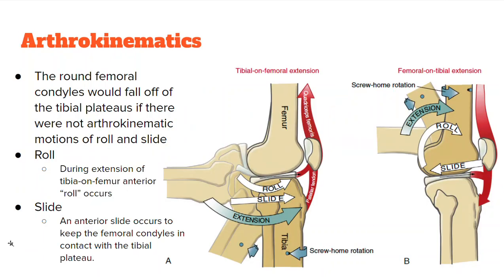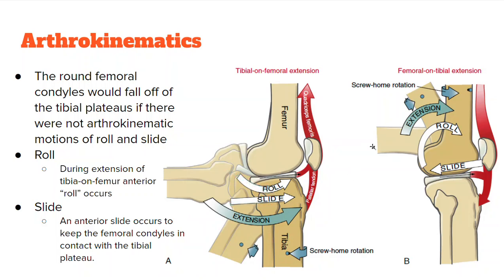We also have arthrokinematics. So flexion extension is osteokinematics. The arthrokinematics are very small movements: glide, roll, spin. So the round femoral condyle on this flat surface, you can imagine that this becomes a problem. So when we are moving in flexion extension, say the tibia on femur in extension, so your tibia is in a flexed position and it starts to extend, you'll have an anterior slide and a roll of the femoral condyle on the tibial plateau.